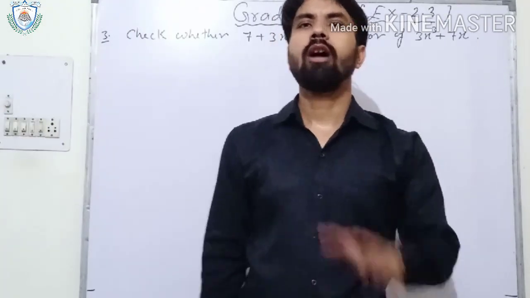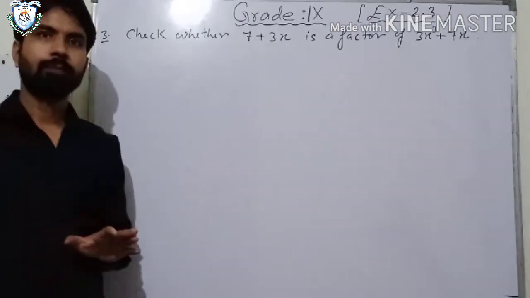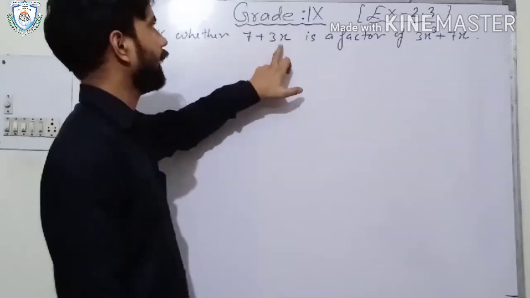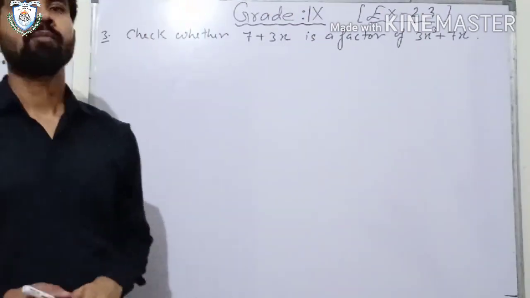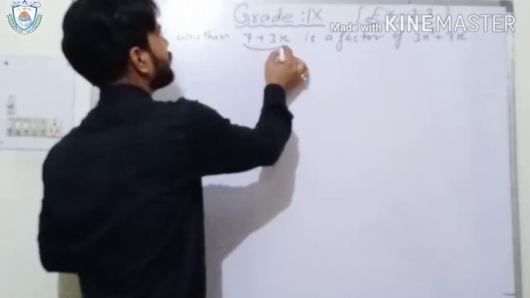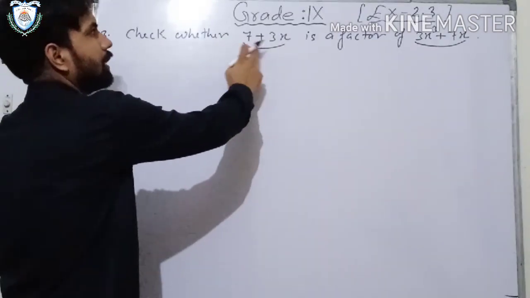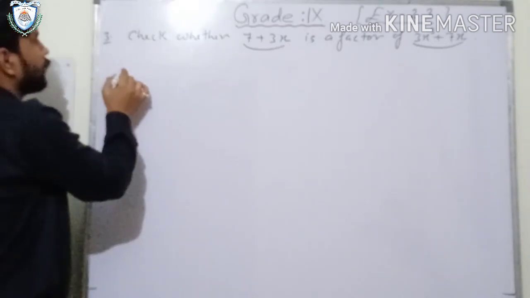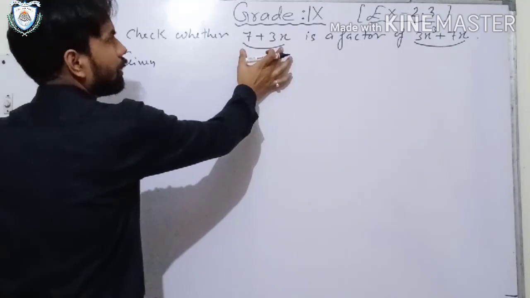Hello students. Now I am going to explain the question number 3 of this exercise. Question number 3 is: check whether 7 plus 3x is a factor of 3x cube plus 7x. We have to check whether this is a factor of this. Clear? So what we have to check? 7 plus 3x, is this a factor? This we have to check. So, given that, we have to check whether this is a factor or not.